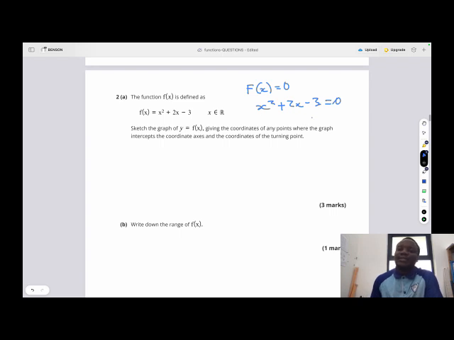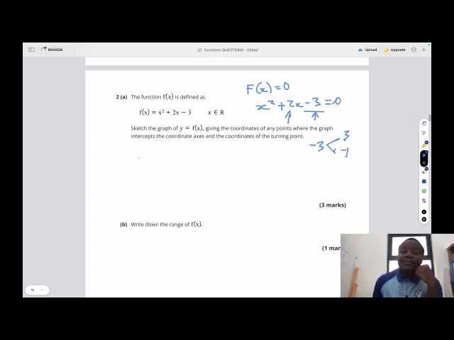You can solve this using the quadratic formula or by factorization. In this case, I know that this can be solved by factorization. I'm looking for two numbers that give me negative 3 if I multiply them, and if I add them, I get 2, since the coefficient of x squared is 1. Those two numbers are 3 and negative 1: multiplied they give negative 3, and when I add them, I get 2.